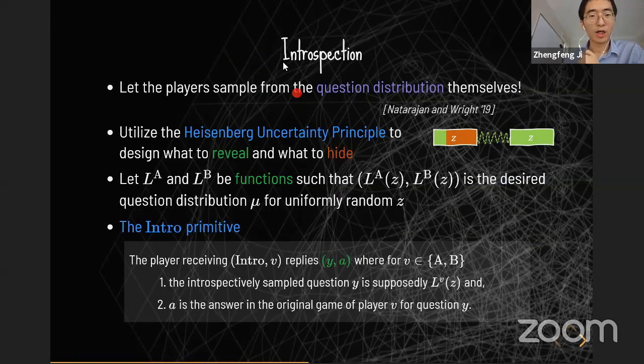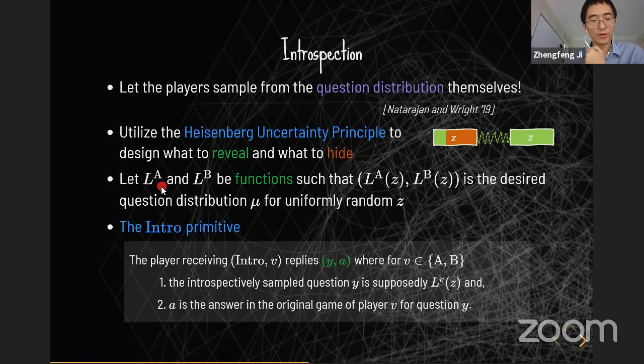So then, and you already have seen this, the next idea to solve this problem is a very clever idea, and it also gives you a different way to prove the compression theorem. You let the players sample the questions themselves, and that's introspection. To summarize what is happening in introspection, it actually utilizes the Heisenberg uncertainty principle to design what you want to reveal and what you want to hide from the measurements of the EPR pairs.